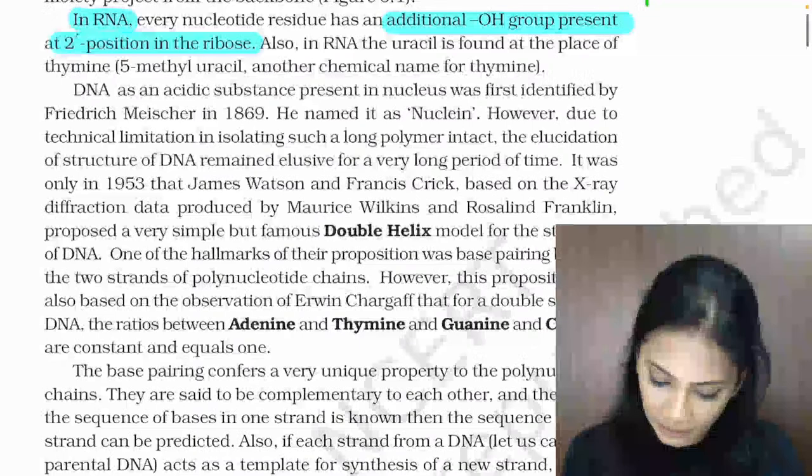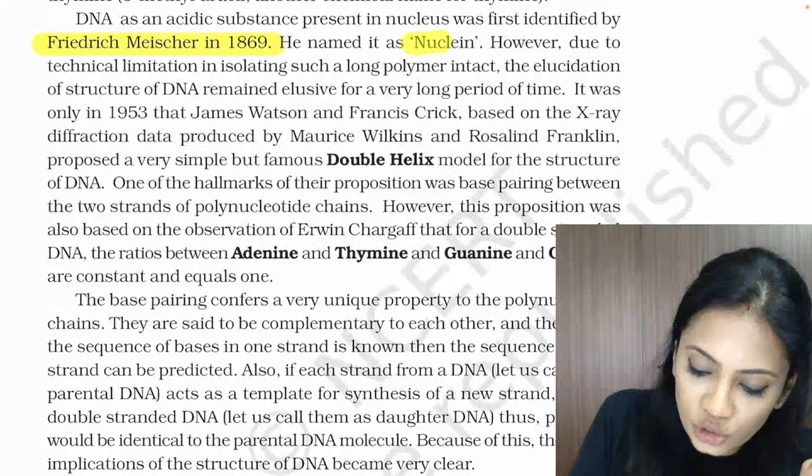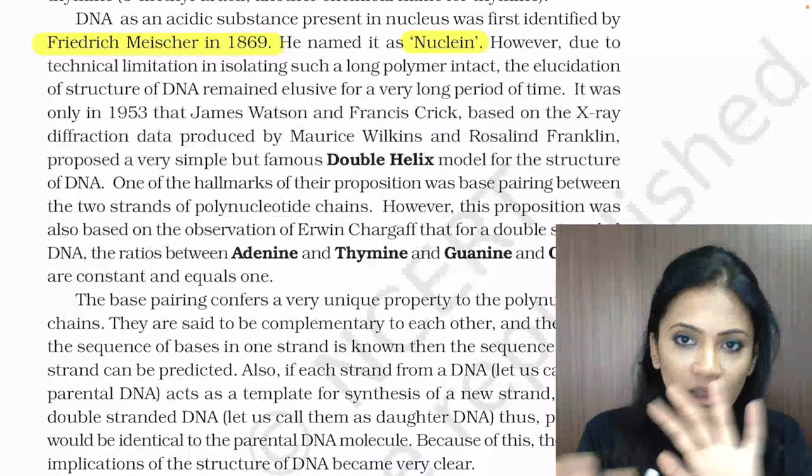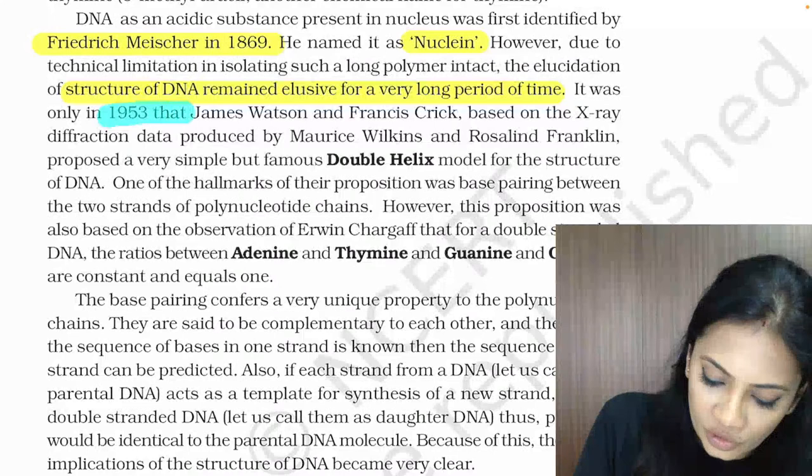Now we come to the first person who identified DNA, Frederick Meister in 1869. He called DNA first as nuclein. Okay? But could he further find out about it? No, he could not further find out about it. So, the structure of DNA remained elusive for a long period of time. Then, who came? 1953, James Watson and Francis Crick.